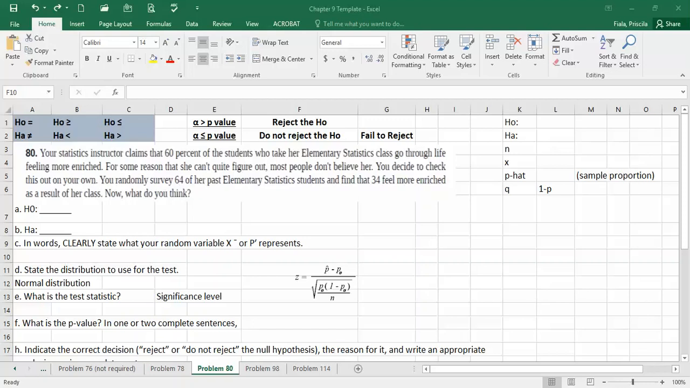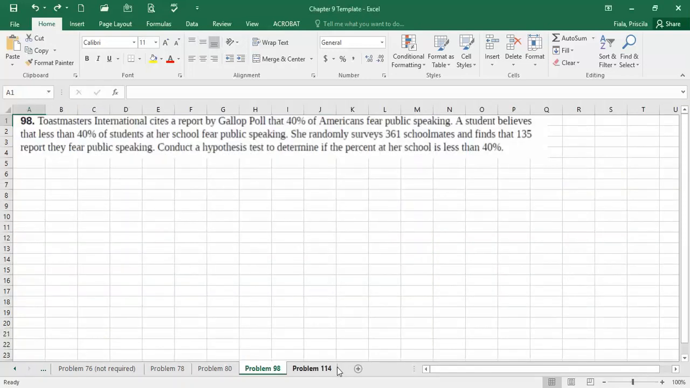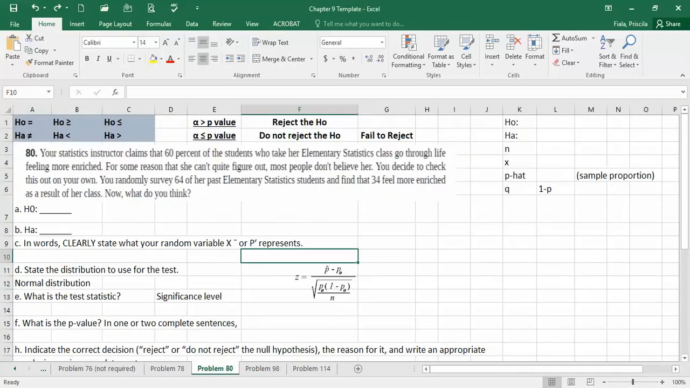I'm here to talk about problem 80. The reason is because we're talking about proportion, and I really want to go over it. If I have time, I'm also going to go over problem 98 and problem 114. However, I do want to jump into chapter 10.